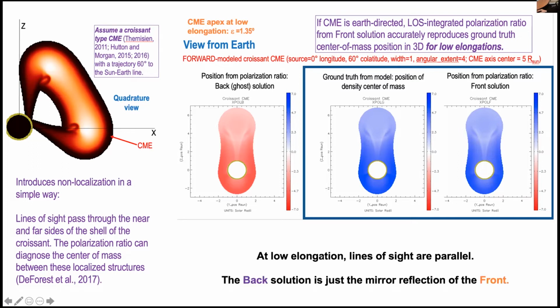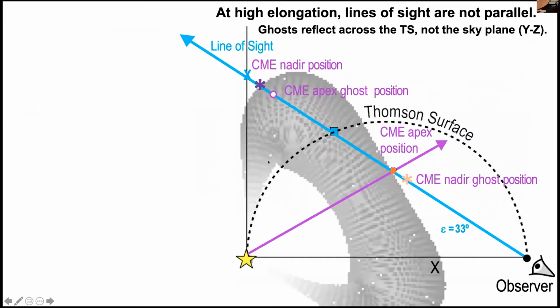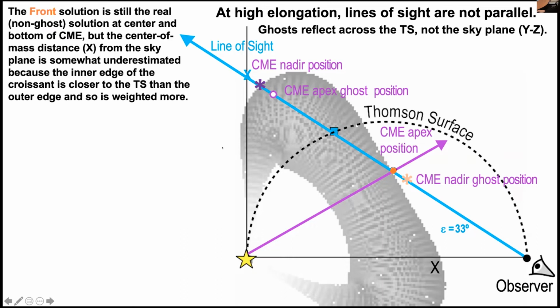At low elongation, meaning close to the sun, lines of sight are parallel, and so that back solution is just the mirror reflection of the front across the plane of the sky. At high elongation, now we've got this thing blowing out, and things aren't quite as simple, because those ghosts are reflecting not across the sky plane, but across the Thomson sphere, which was basically aligned with the sky plane close in. So just to show you an example of points, here's the Thomson surface, here's a line of sight that's very elongated. And again, these lines of sight are not parallel.